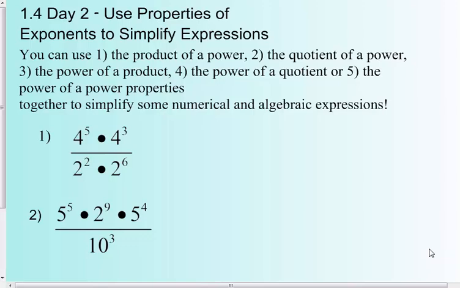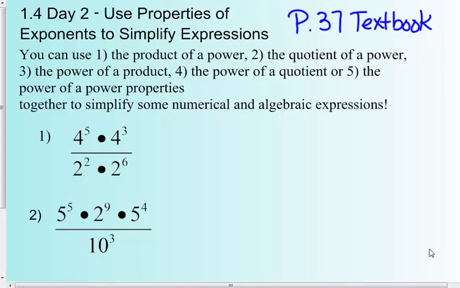Today's lesson 1.4, day 2, using properties of exponents to simplify expressions. This can be found on page 37 of your textbook. And you may want to have that open and follow along because these are a lot of rules to remember.